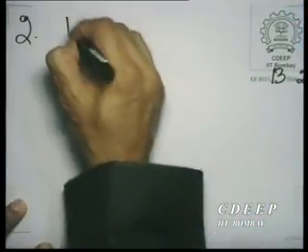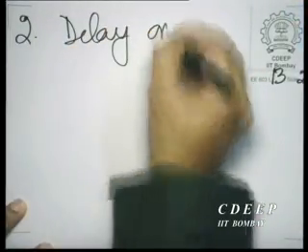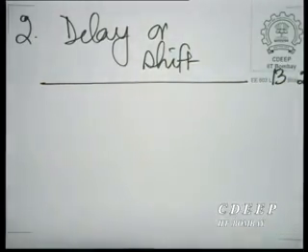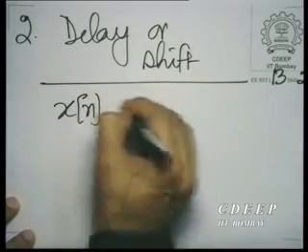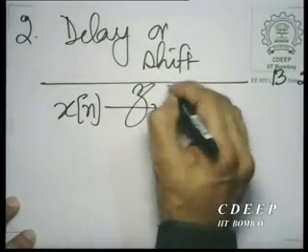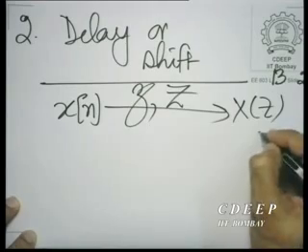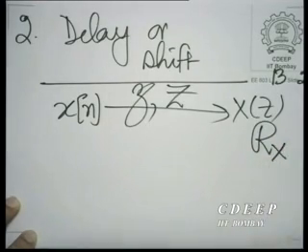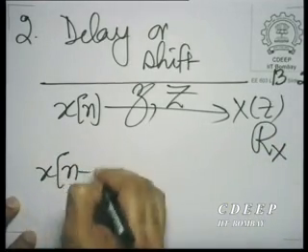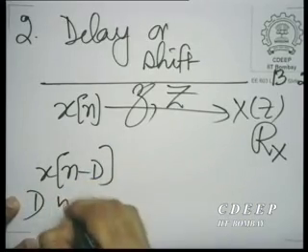Now we look at some other properties. What happens when we delay? Delay or shift, that's very easy. So if x[n] has the Z transform X(z), for variety let's use x[n], with a region of convergence R_x, what is the Z transform of x[n minus d]? d is an integer.